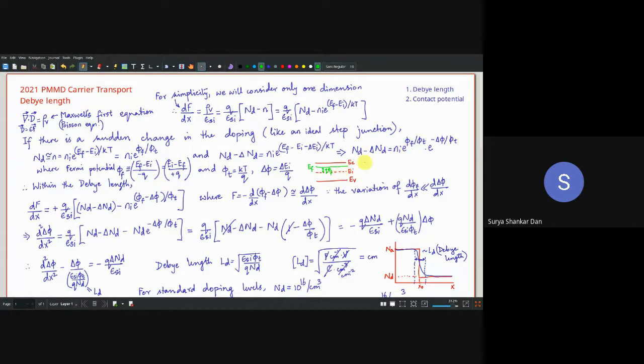So if you try to define what this phi F is, it is going to be EF minus EI by q. Now, what is important for us to note is that this notation essentially gives you a particular value of phi F, which is always going to be positive. But here, why is it minus? Because, we will understand this even more when we are dealing with MOSFETs.